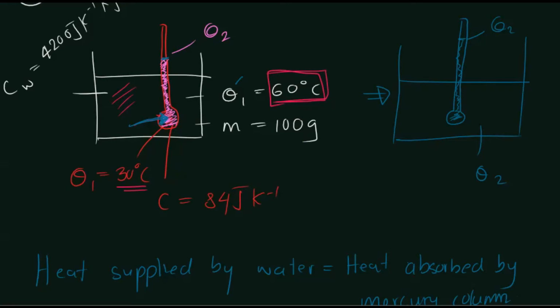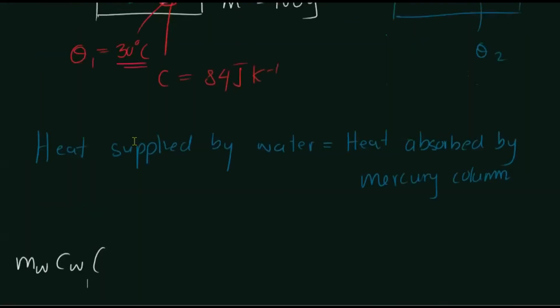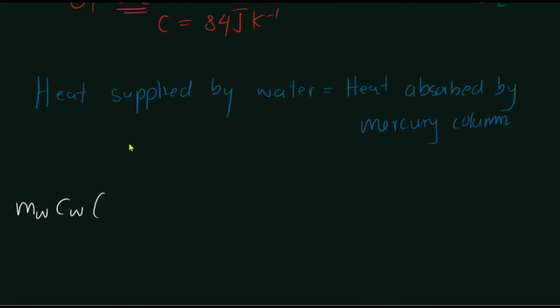You know that after the water column transfers heat to the mercury column, the temperature of the water column should decrease. So therefore, it should be theta 1 dash minus theta 2. This should be equal to the heat absorbed by the mercury column. So, heat absorbed by the mercury column, right?